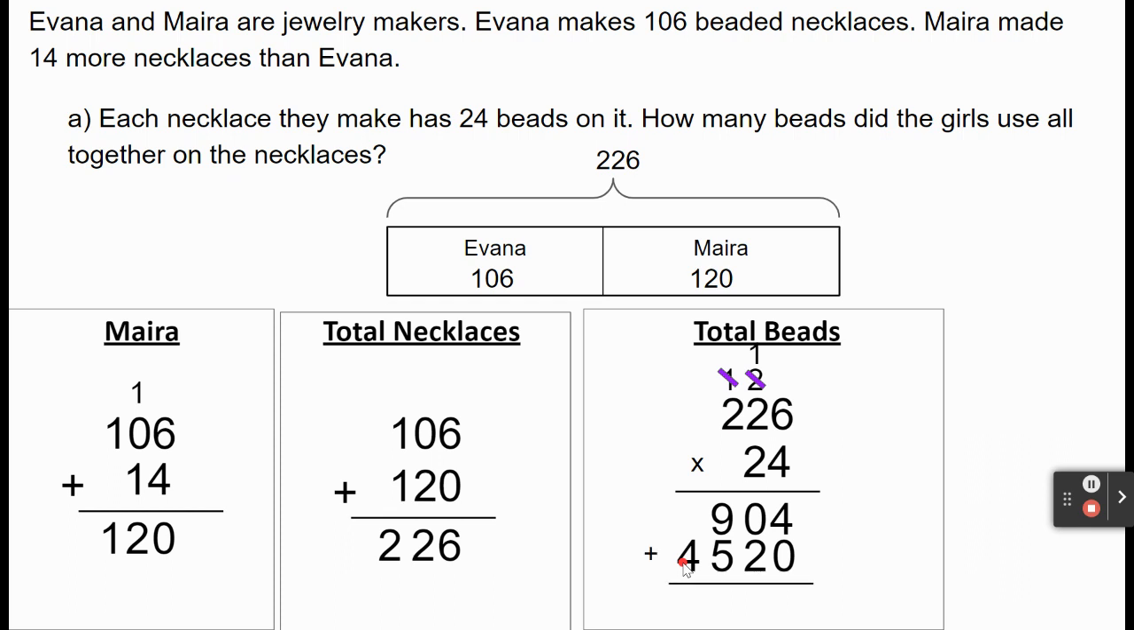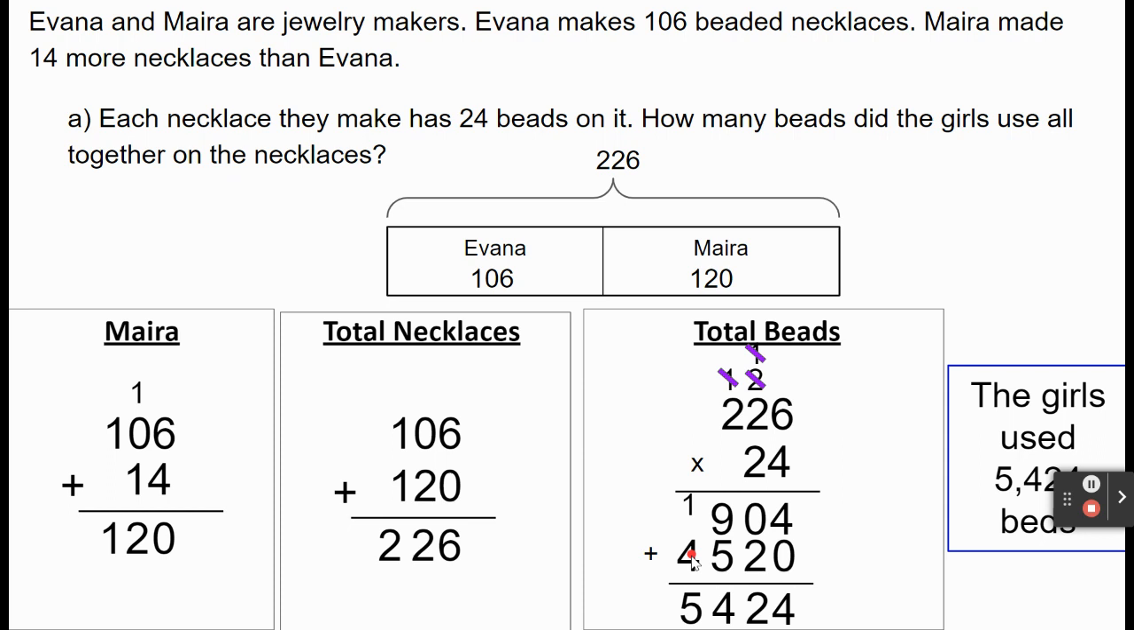Let's add these products together. 4 plus 0 is 4. 0 plus 2 is 2. 9 plus 5 is 14, so place a 4 in the hundreds place, regroup the 1 to the thousands place. 1 plus 4 is 5. So the girls used 5,424 beads for all their necklaces.